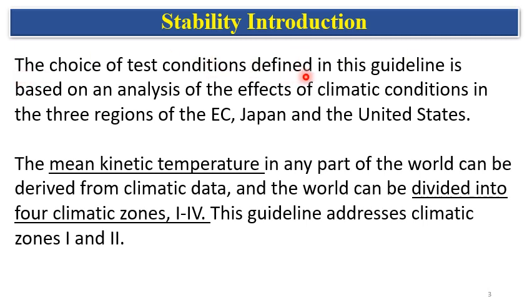The choice of the test conditions defined in this guideline is based on the analysis of the effects of climatic conditions in the three regions of EC, Japan and United States. The mean kinetic temperature in any part of the world can be derived from the climatic data, and the world can be divided into four climatic zones, from zone 1 to 4. This guideline addresses climatic zones 1 and 2.